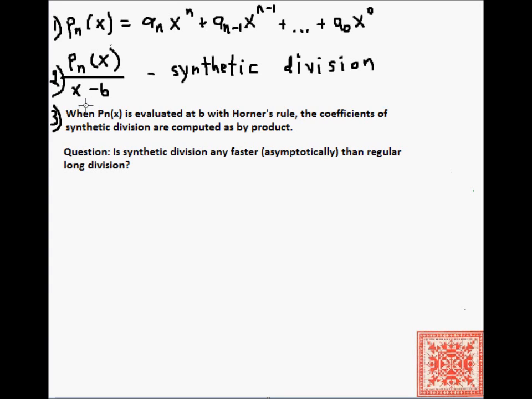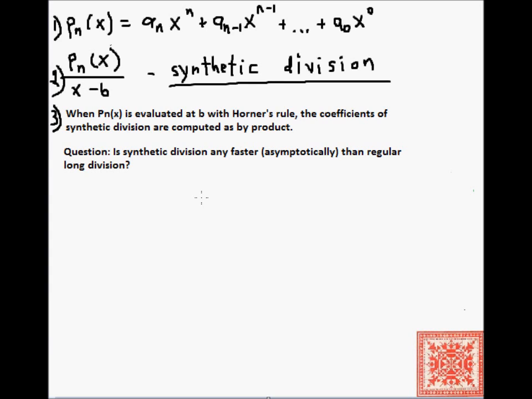And the synthetic division of polynomials is the process of dividing the nth degree polynomial by the linear monomial x minus b. And we discovered, that's the third discovery that we made, that when Pn of x is evaluated at b with Horner's rule, you can watch the previous screencasts in this channel to find out how that is done, the coefficients of synthetic division are computed as a byproduct. Well, can be computed as a byproduct.